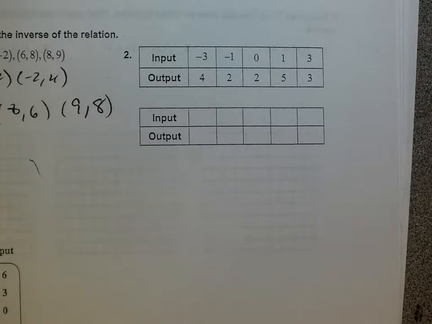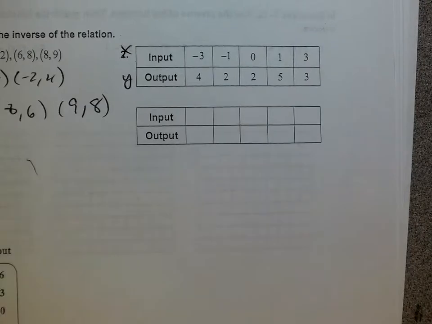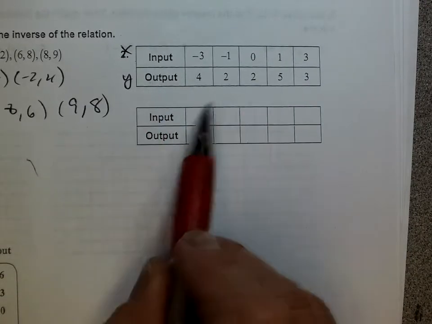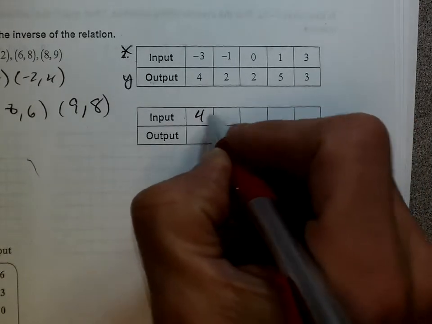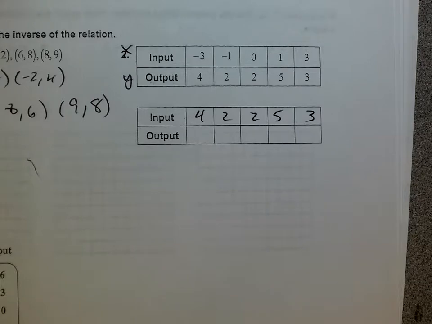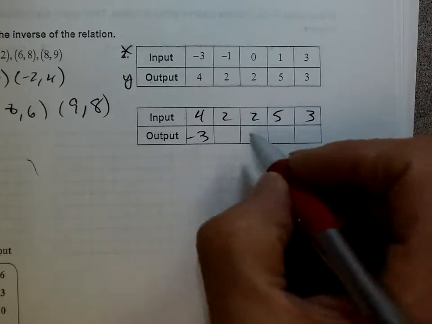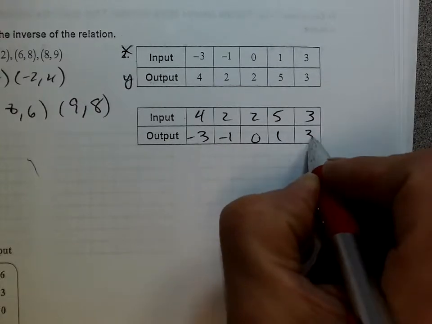Fill out the chart. Do that real quick. Okay? So we're just going to switch them. The inputs, which are the x's, and the outputs, which are the y's, we switch them and make the outputs become the inputs. Okay? So we should have 4, 2, 2, 5, 3, right? -3, -1, 0, 1, 3. Okay? How am I doing?